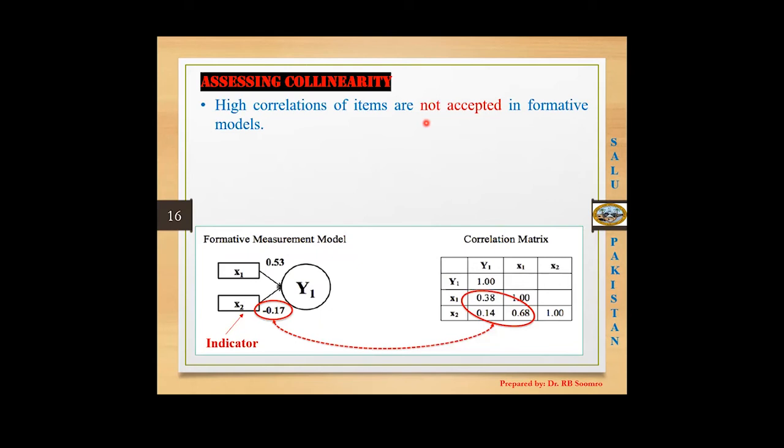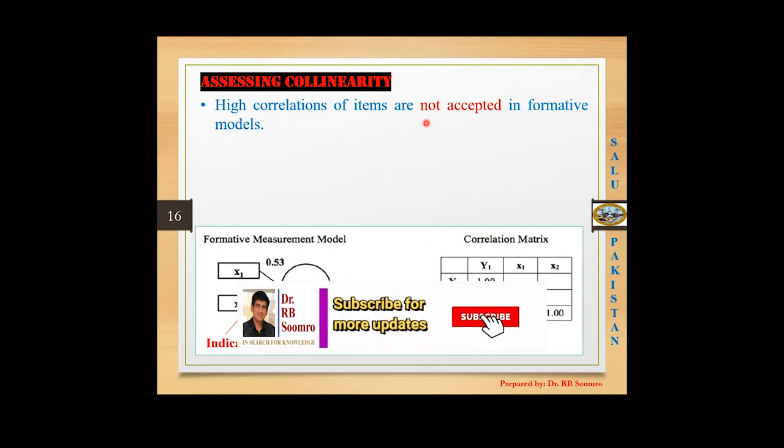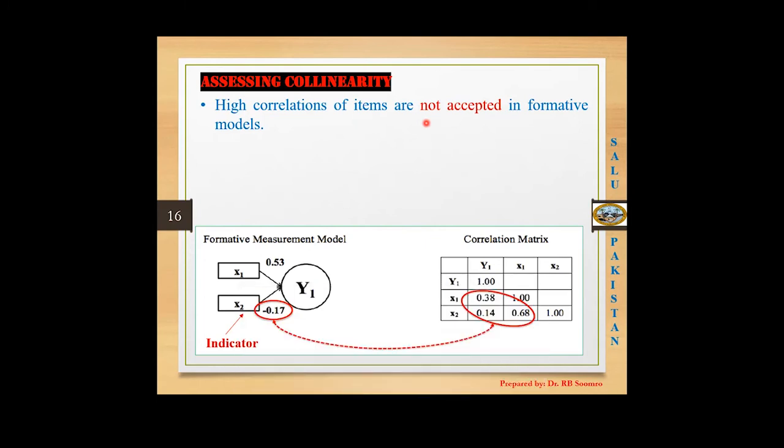For example, if you remember a few slides back, the example of the hotel: satisfaction with the hotel. On the formative side, all the indicators were measuring different aspects of that satisfaction. So high correlation is not required. Collinearity occurs between two indicators. Now, what is collinearity? When there is a high correlation between two indicators, that is called collinearity. And when there is high correlation among more than two indicators, this is called multicollinearity. Either collinearity or multicollinearity, it is a big issue.